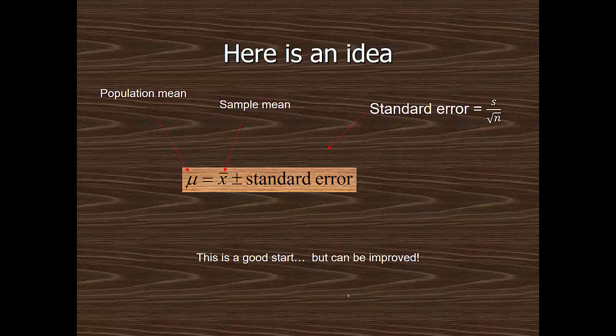Here's an idea. We're going to take the sample mean, and we're just going to plus minus add the standard error above and below to try to estimate mu. Not a bad start, but we'll see that we need to improve it.